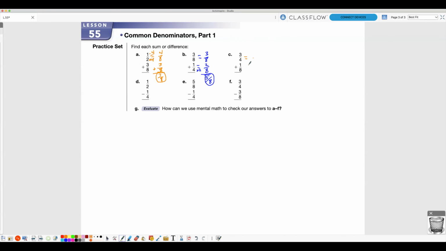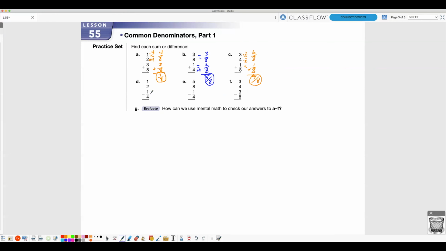Again, you might recognize that you can leave this 1/8 here because you can change this 4 into a denominator of 8 pretty easily just by multiplying by 2. So if I multiply by 2 up here, I'd end up with 6/8. And I'm going to add those. So that's 6 plus 1 makes 7. And the denominator stays the same, 8. Letter D, 1/2 minus 1/4.